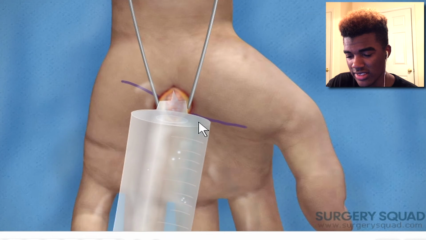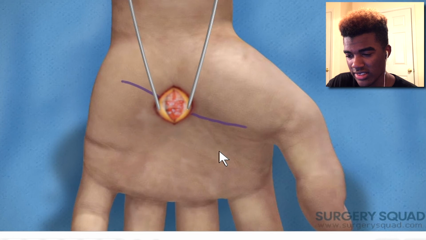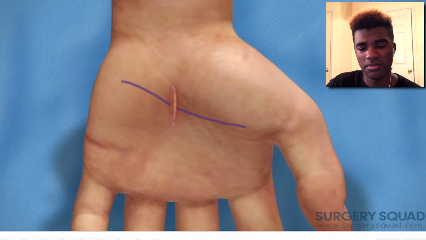When you're finished, I'll release the tourniquet, allowing blood to flow back into the hand. Great! Now you'll close the wound using non-absorbable sutures.